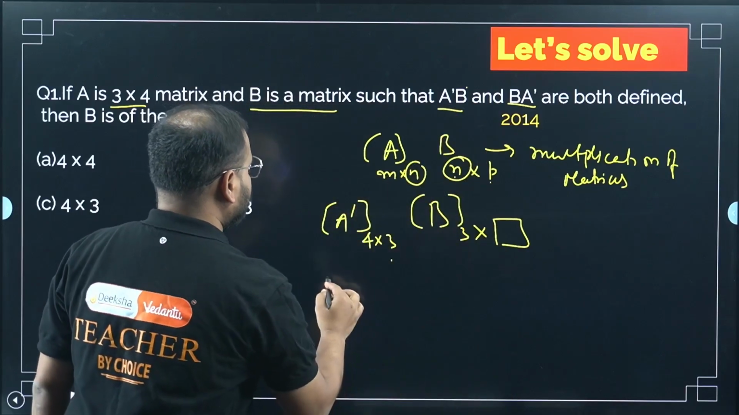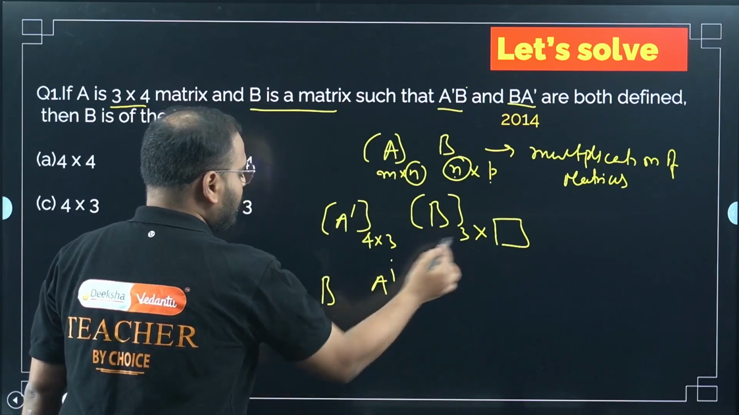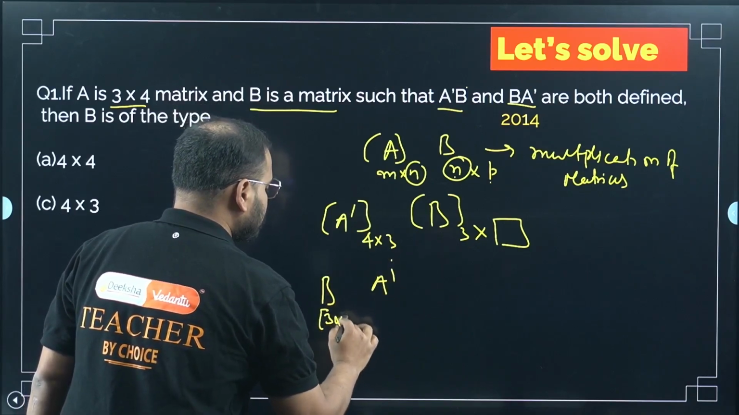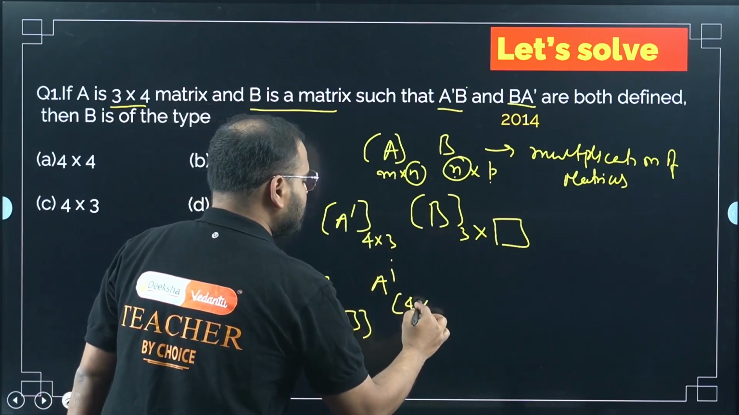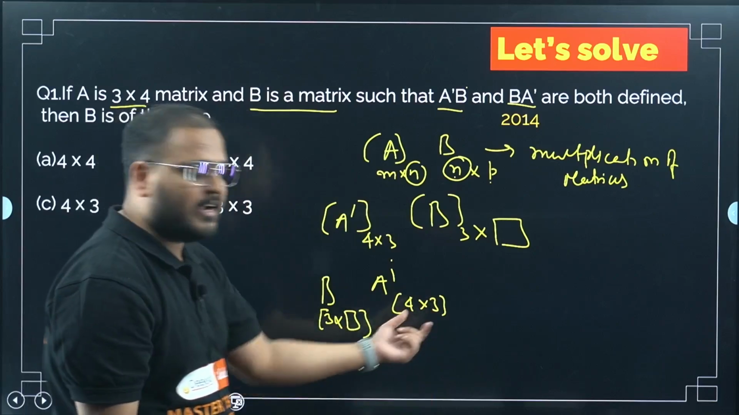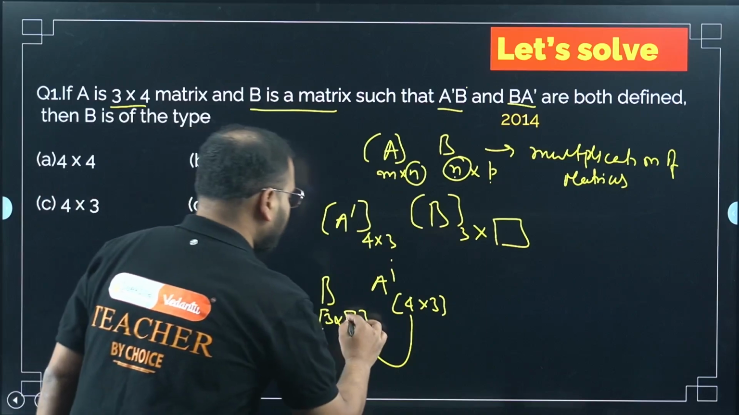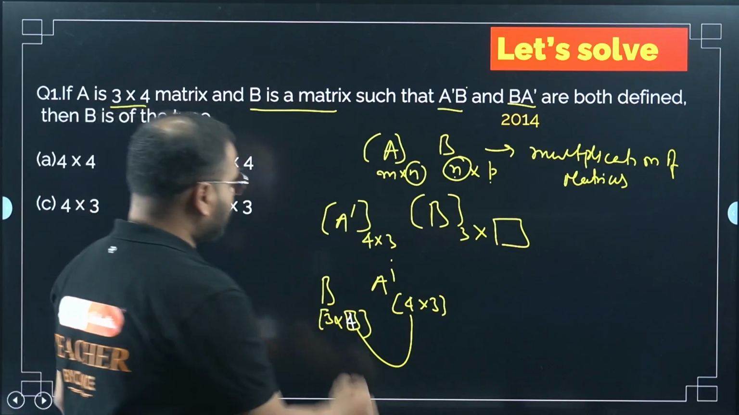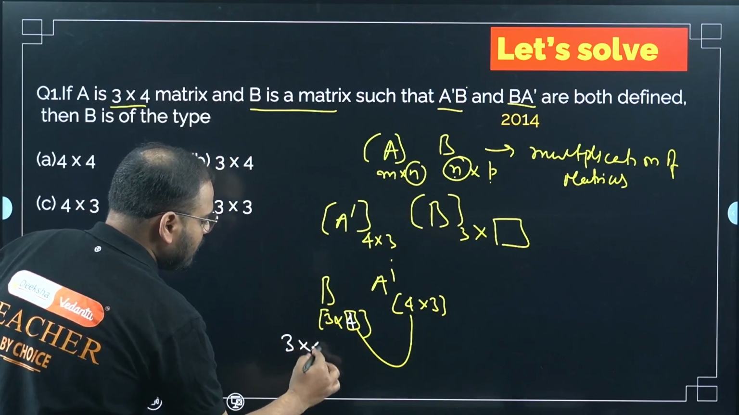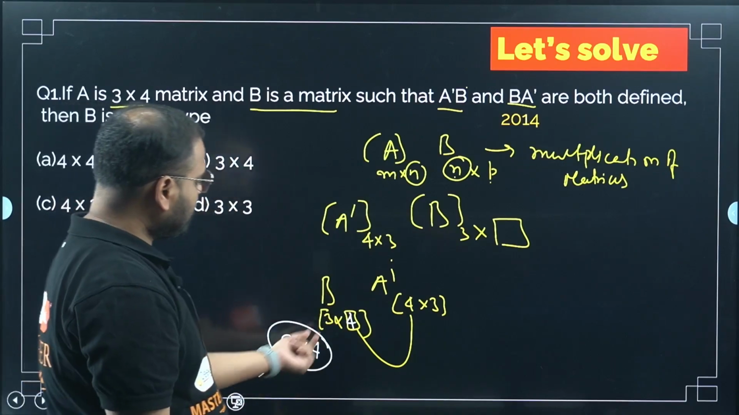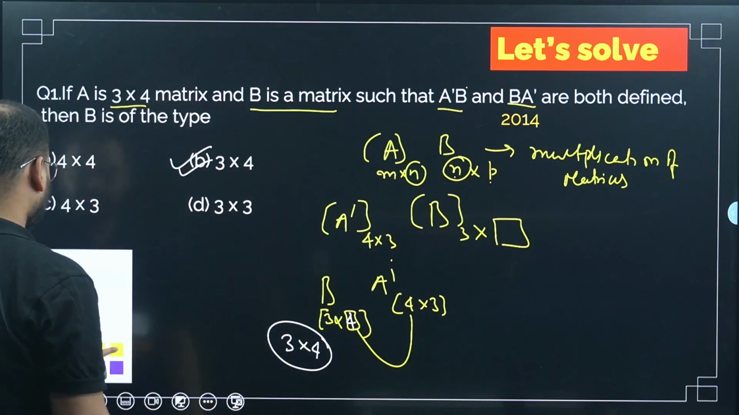It says B A transpose. Again, please check. So far we got B as 3 times something. We don't know the number of columns, but we know A transpose is 4 cross 3. For this to be valid, these two have to be equal, which means I can put 4 here. So if you write the order of B, you're going to get 3 cross 4. Please check. 3 cross 4. Answer is B.